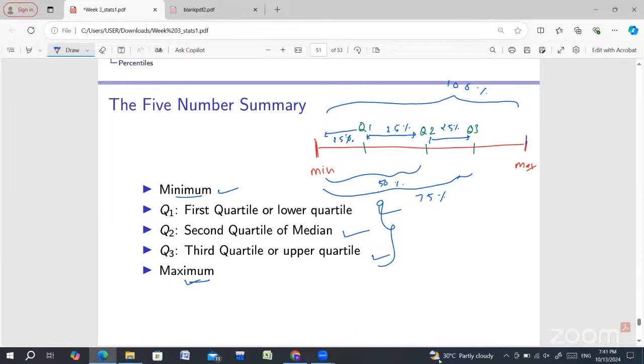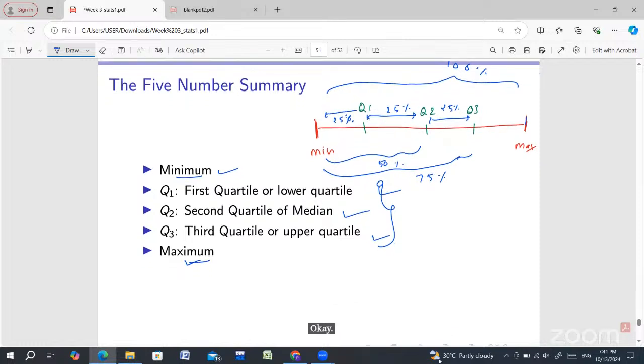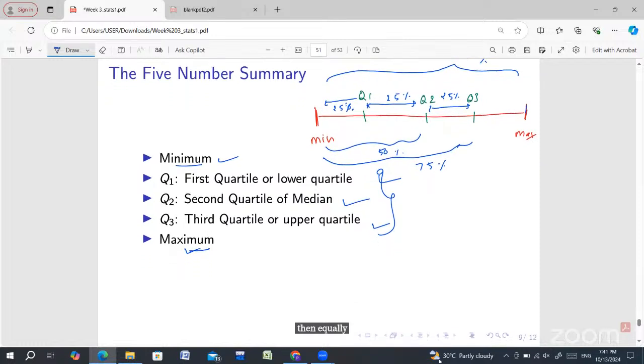Ma'am, this is clear, but if we divide it into four parts, with four lines in between, then equally 20% will be there.